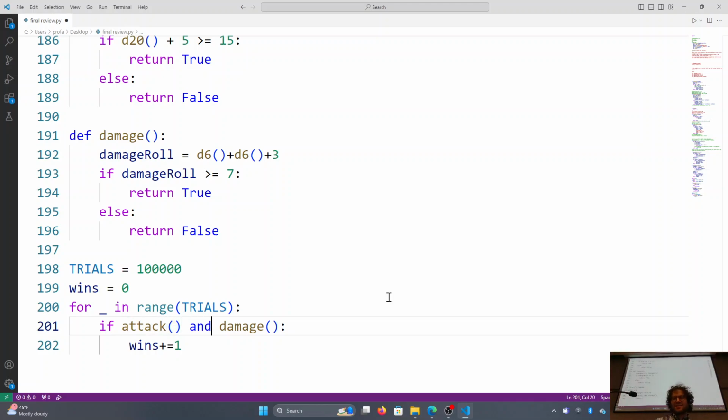Why am I not concerned about wasting rolls over here? You only need to roll the damage if you hit, but I haven't broken them up. Yes?